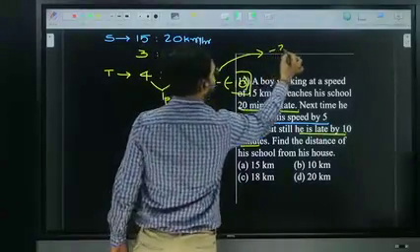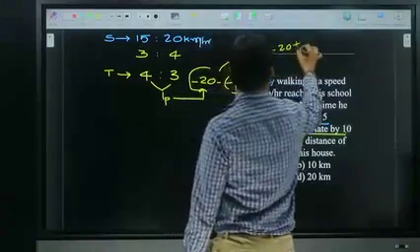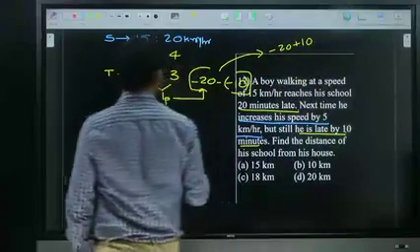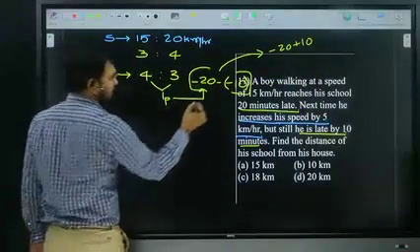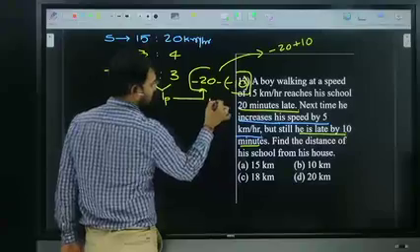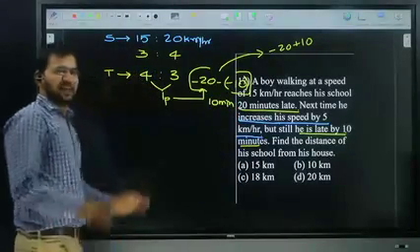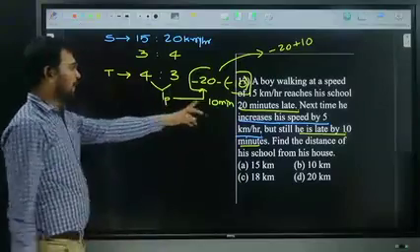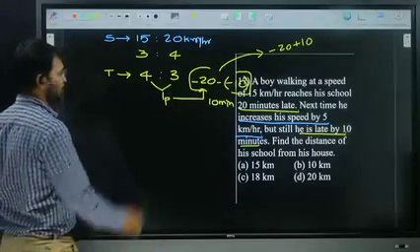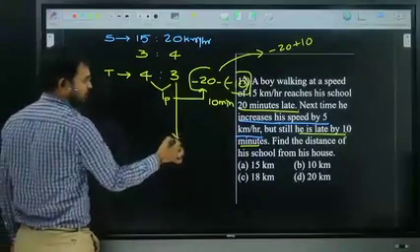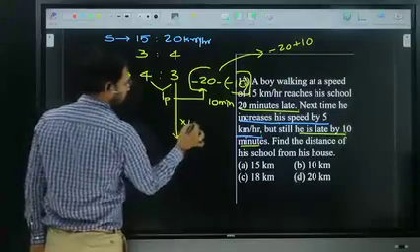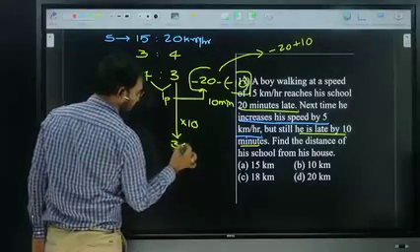Therefore, minus 20 minus of minus 10 gives plus. So the difference is 10 minutes, not minus 10, just 10 minutes. Time is always positive. One part is 10 minutes. Therefore 3 parts is 3 into 10, which is 30 minutes.